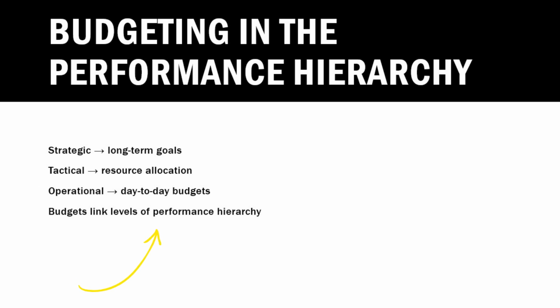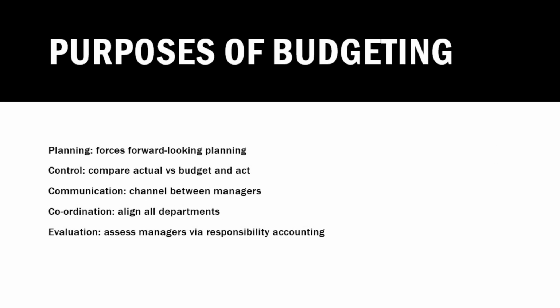Budgeting serves several purposes. Planning forces managers to think ahead instead of reacting. Control allows results to be compared with plans and corrective action taken. Communication ensures expectations are shared up and down the organization. Coordination aligns all departments to a common corporate goal. Evaluation allows managers to be judged fairly on revenues and costs within their control.